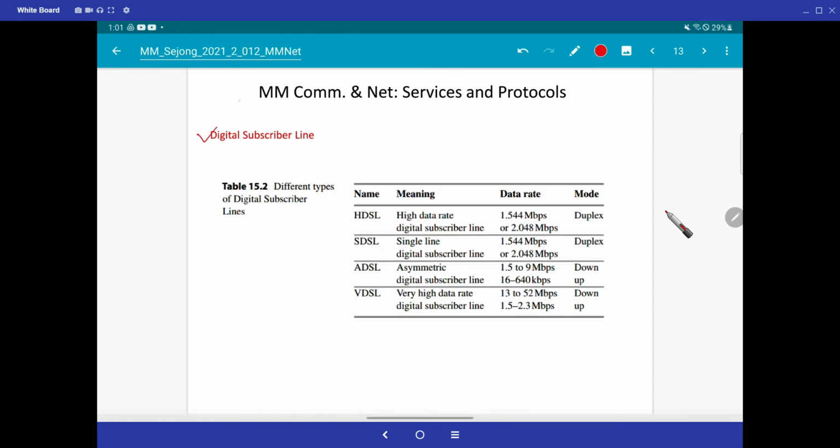So digital subscriber line went through different evolutions. It had the HDSL version, the high data rate digital subscriber line, with a data rate of 1.5 Mbps to 2 Mbps in duplex mode. Then we had SDSL, single line digital subscriber line. It is also duplex mode. By the way, what is duplex mode? Duplex means your transmission and reception occur simultaneously. So that's the duplex mode.